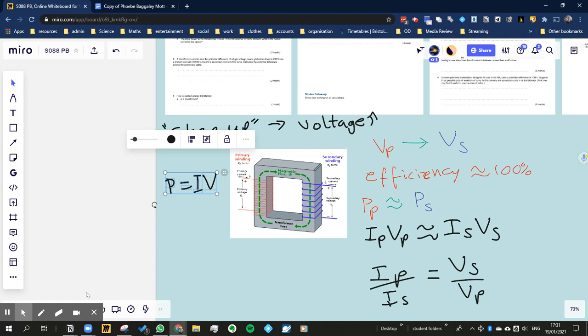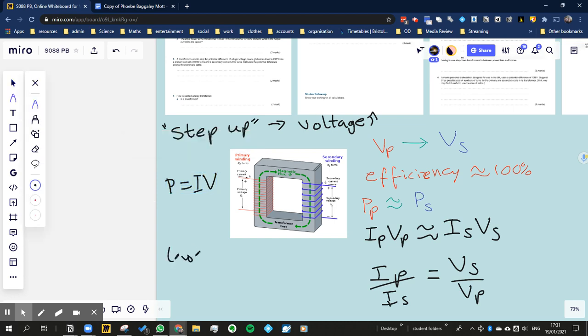Okay? So the next thing you need to understand is why would you do it? And then we're going to look at how. So why would you step up the voltage? Well, when you step up the voltage, you step down the current, as I said a moment ago. And when you step down the current, it reduces the energy loss. Okay? So we can say lower current means less energy loss.